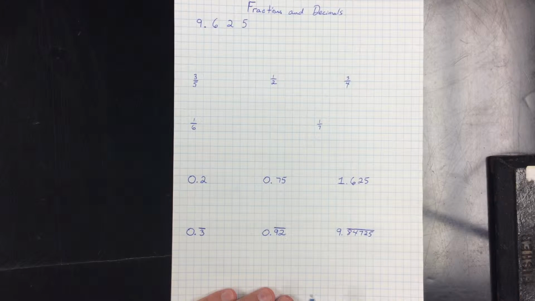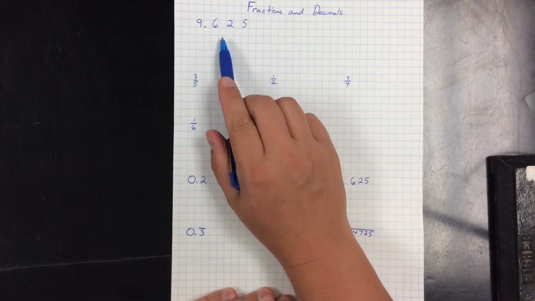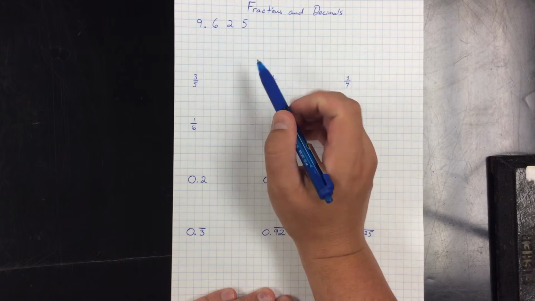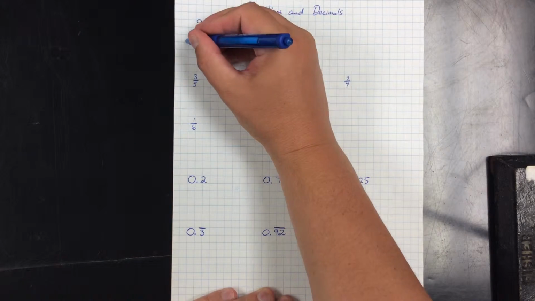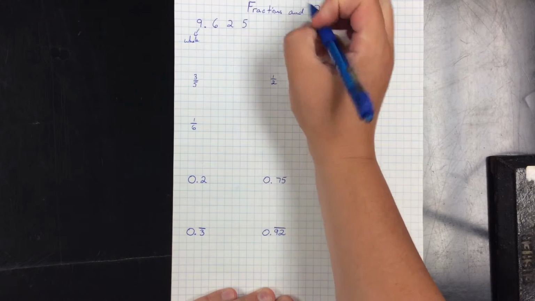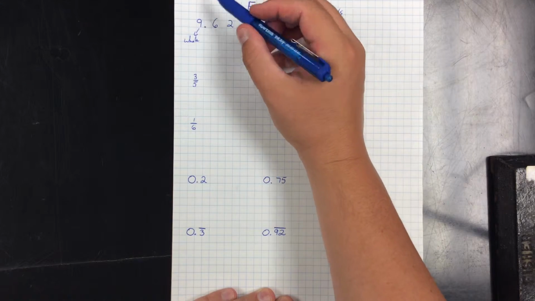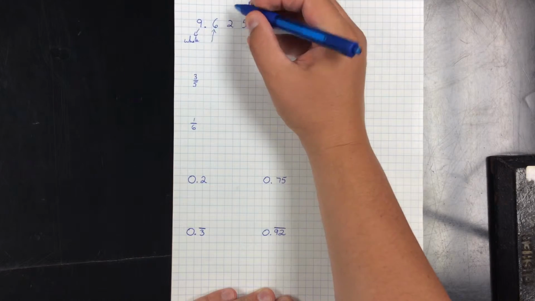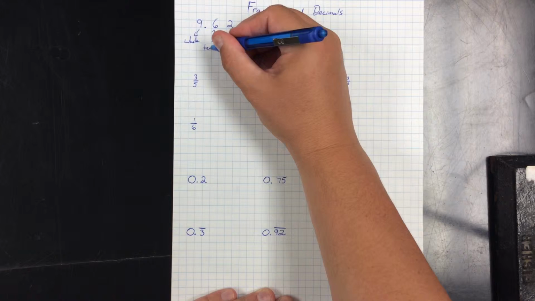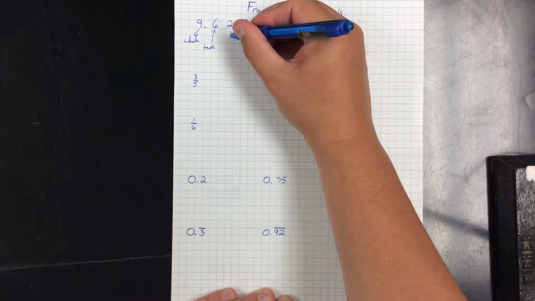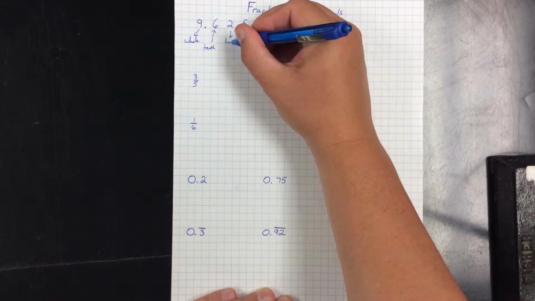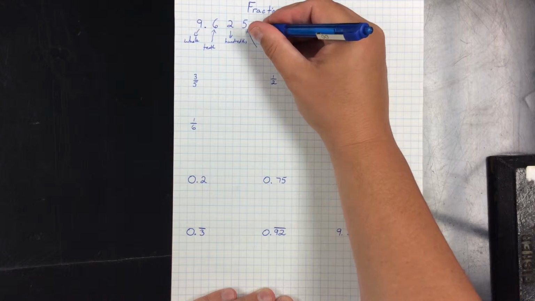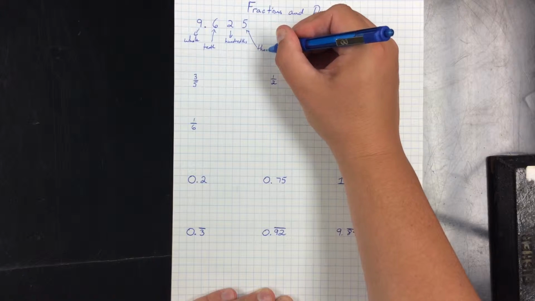Let's start with a little bit of review of place names. And let's start with this 9 and 625 thousandths. So we have the whole number, which for us we're just going to leave even though it's in the ones. We have our decimal, which we say is "and." The 6 is in the tenths spot. The 2 is in the hundredths. And the 5 is in the thousandths.